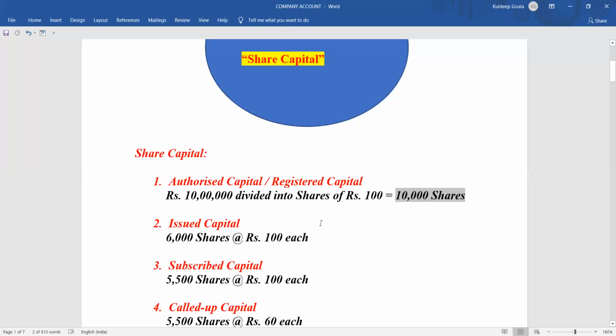Now, no need to discuss all those things. I'm not going to that part. So the 10,000 shares will be the extreme limit that is authorized, that you have got the authority to raise the money through. You can raise the money through 10,000 shares.